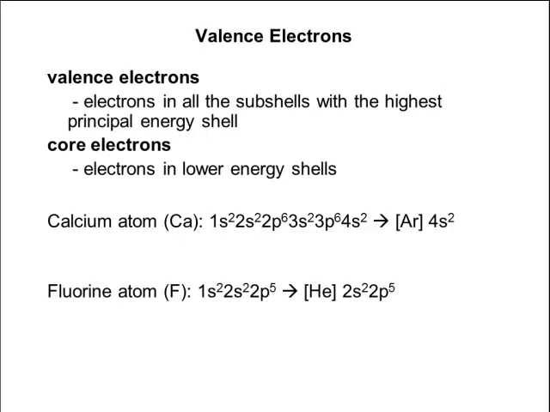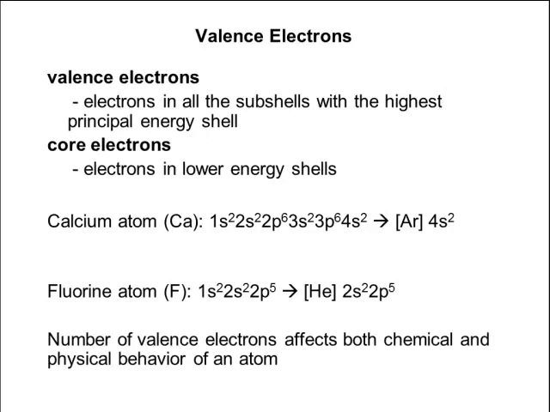So the number of valence electrons is going to affect the chemical and physical behaviors of these atoms, and it's going to help us identify why calcium reacts one way while fluorine reacts a different way. Right, why does calcium form a +2 cation? Well, because it has 2 valence electrons and it wants to get rid of them. If it gets rid of those 2 valence electrons, it goes back to a noble gas core configuration.